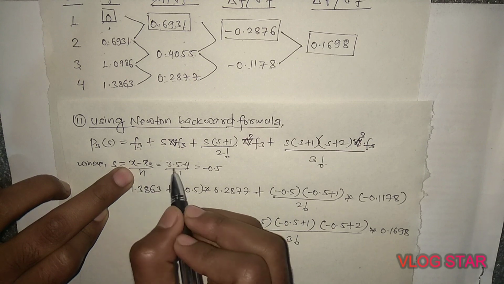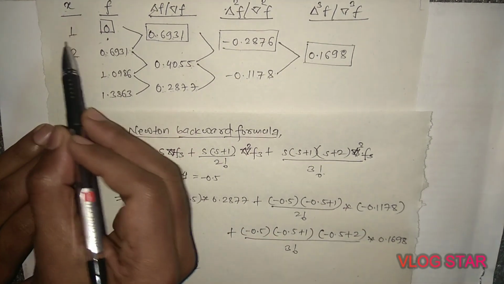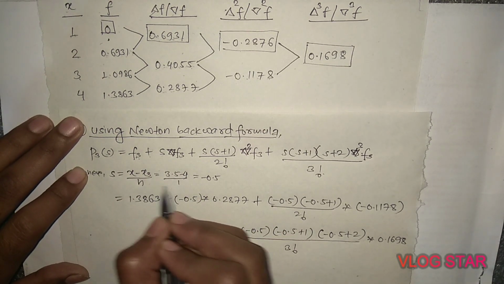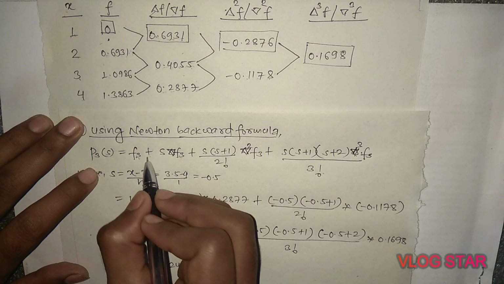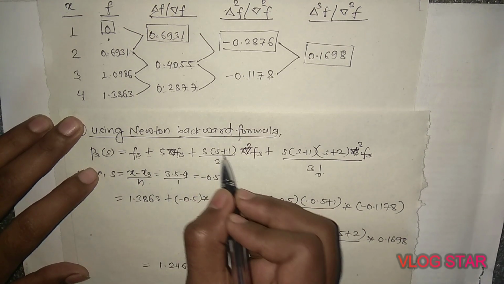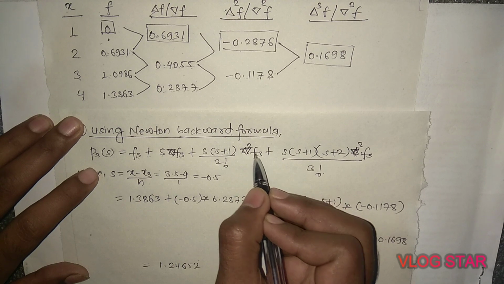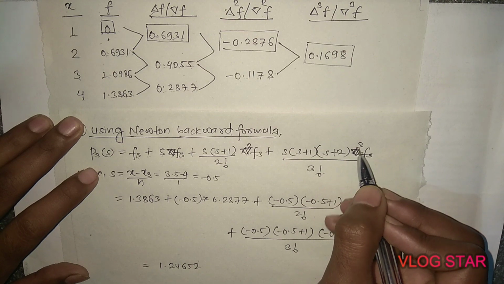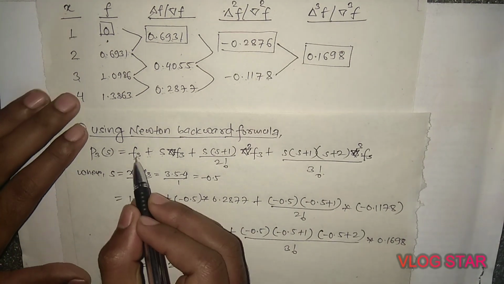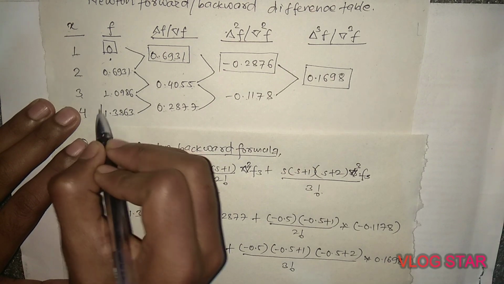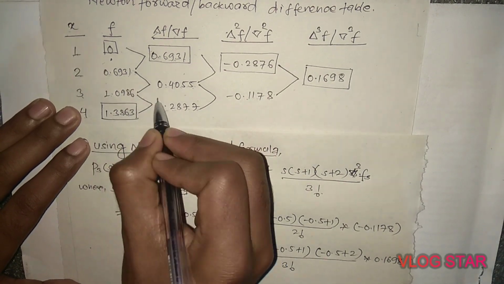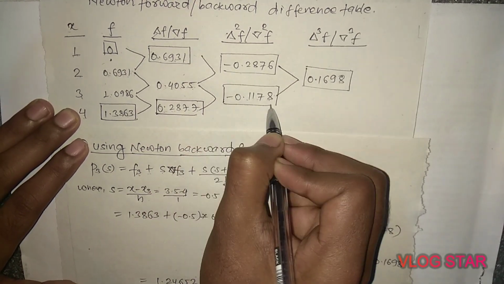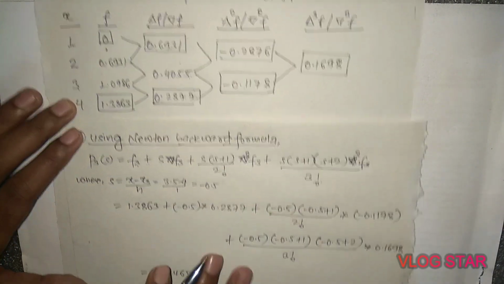So in place of x we have 3.5, and in place of x3, where we have x naught, x1, x2 and x3, x3 equals 4. So we get 3.5 minus 4, and we have the spacing 1, so we get minus 0.5. So we have f3 plus s into inverted del f3 plus s into (s plus 1) by 2 factorial into inverted del square f3 plus s into (s plus 1) (s plus 2) upon 3 factorial into inverted del cube f3. So in place of these we'll write f3 and del f3, and again we have del square f3, and finally we have del cube f3.